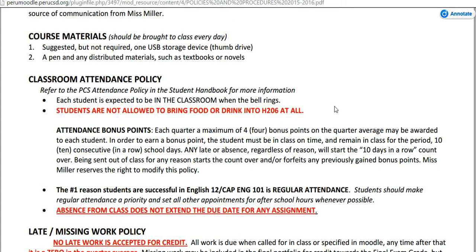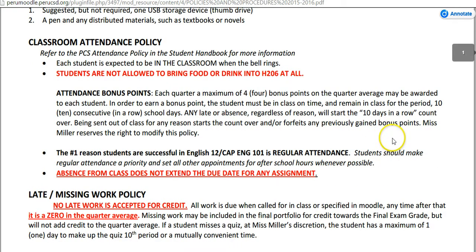I didn't talk about attendance bonus points when I went over this in class today, so I'll tell you that now. For each quarter, which is each 10 weeks, a maximum of 4 bonus points on your quarter average can be awarded to you. To earn a bonus point, all you have to do is be in class on time and remain in the class for the whole period 10 days in a row, 10 consecutive school days.